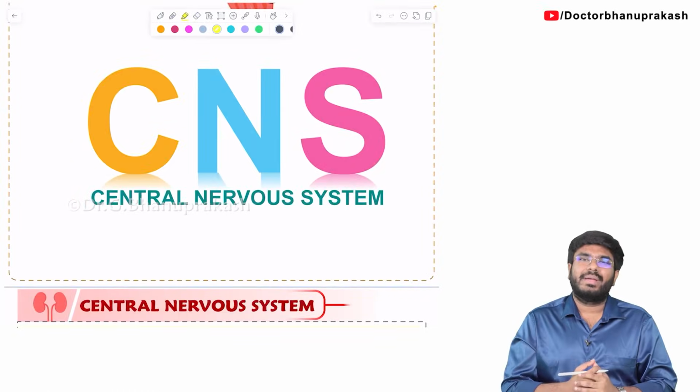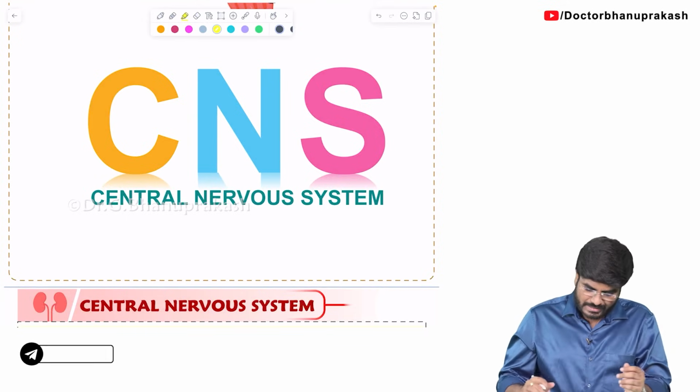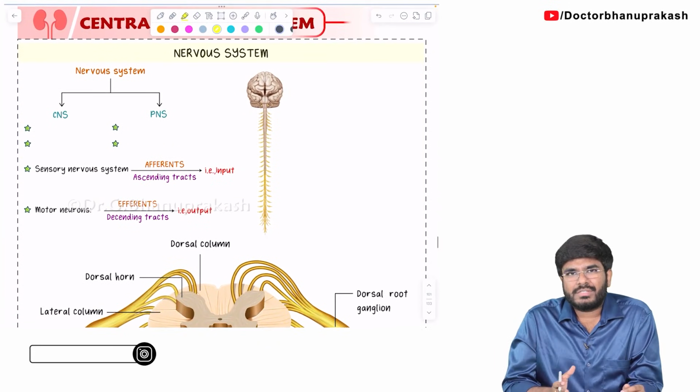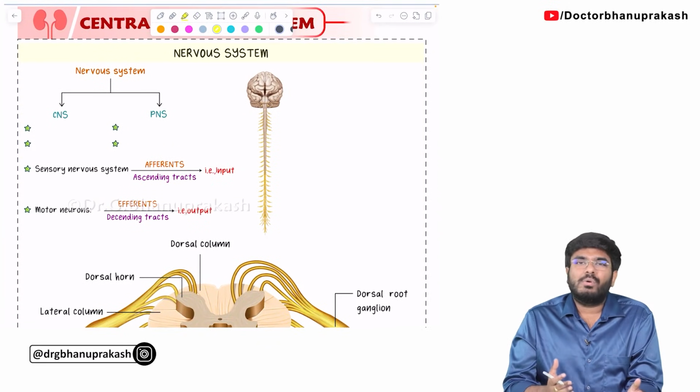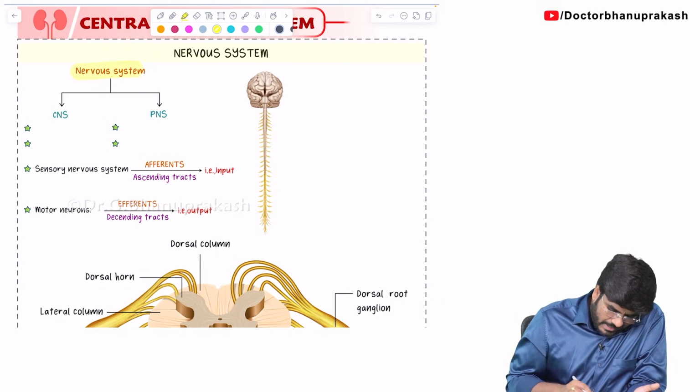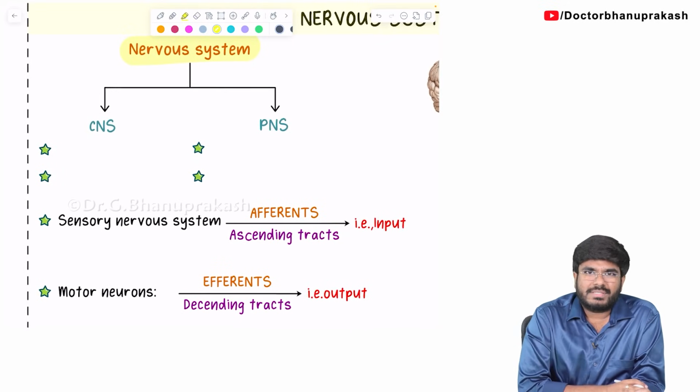Welcome back guys. Now let's begin with the CNS, central nervous system. In this central nervous system we'll be starting from the basics: the divisions of the nervous system, what are the different types of sensations, how the sensations are going to the brain, and how the brain is going to respond. Everything we'll discuss. Let's start with the divisions.